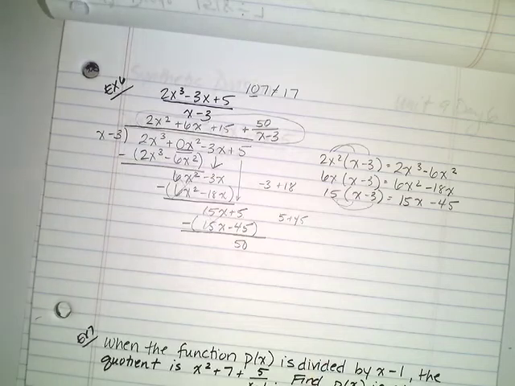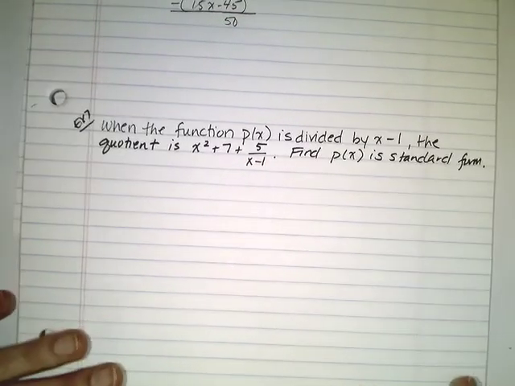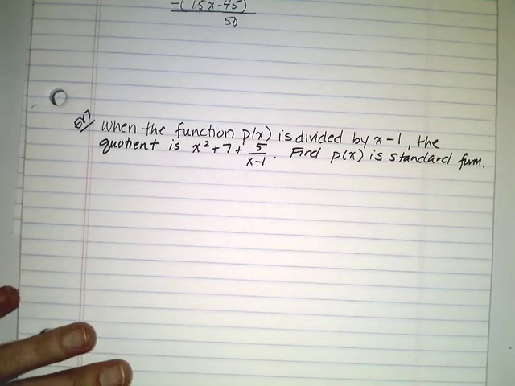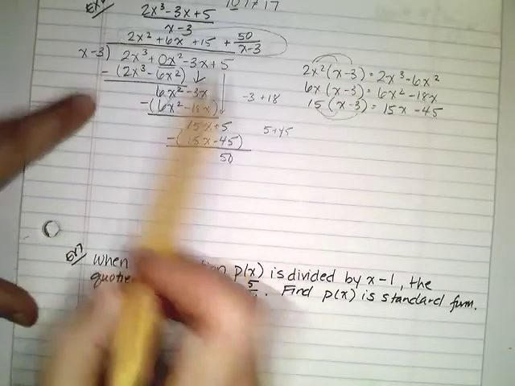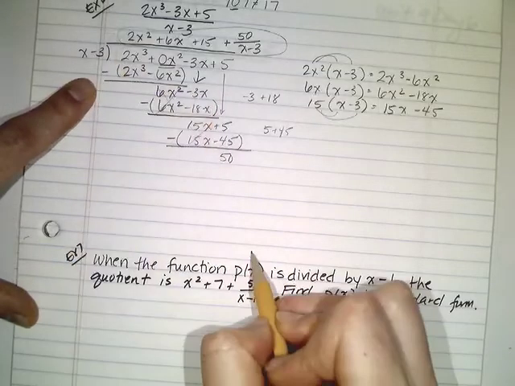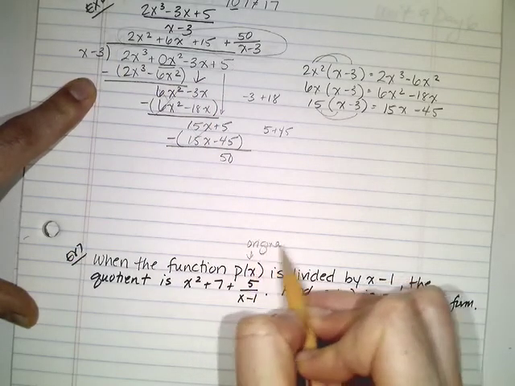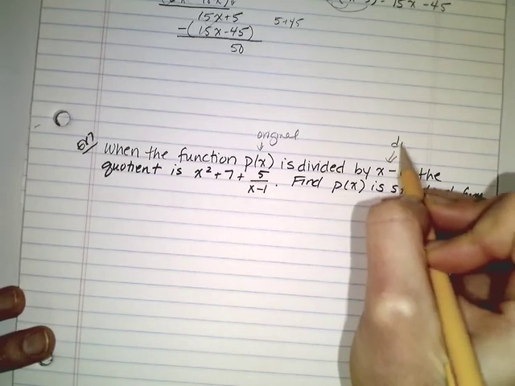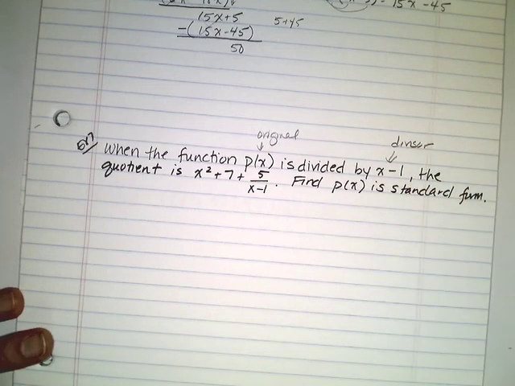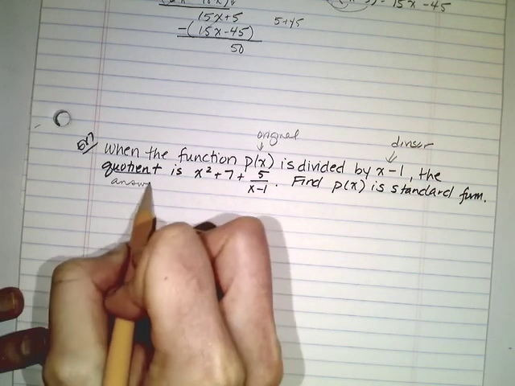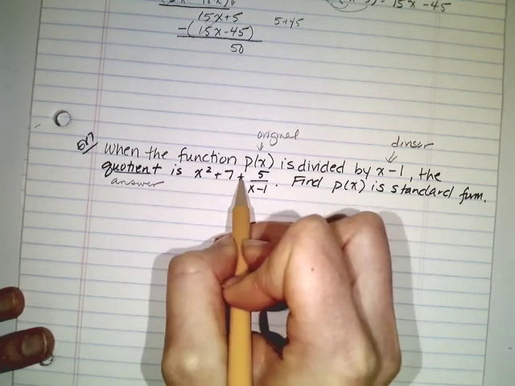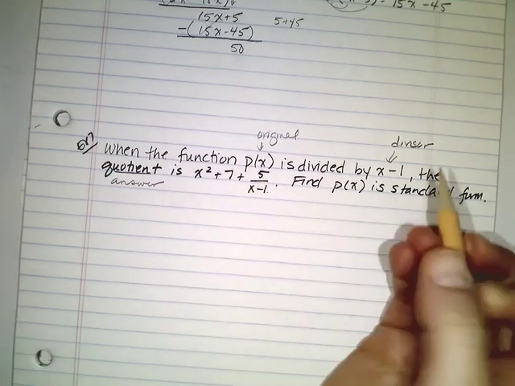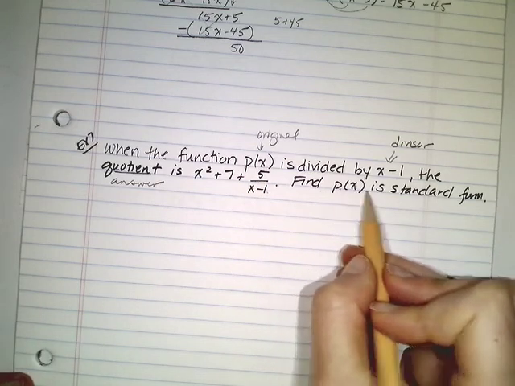Okay? So one more very quick example. This was a Regents exam question, so this is about as tricky as they get. When the function p of x, aka p of x is this original guy, right? That's all that means. The original is divided by x minus 1, okay? So here's the divisor. The quotient, aka the answer, is x squared plus 7 plus 5 over x minus 1. Okay. Find p of x in standard form.